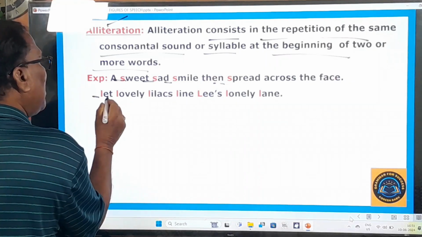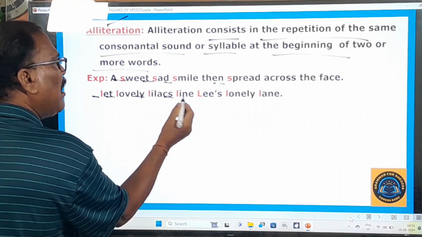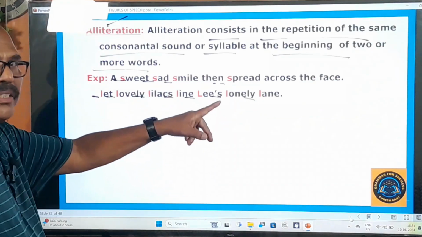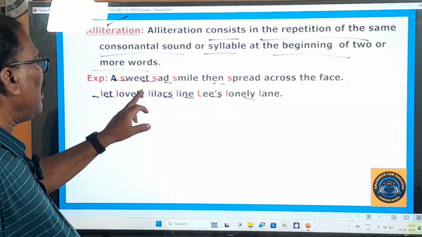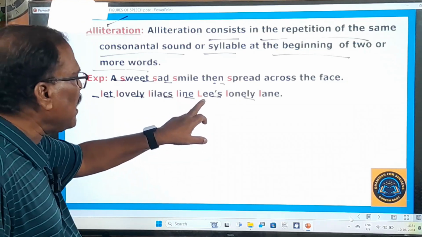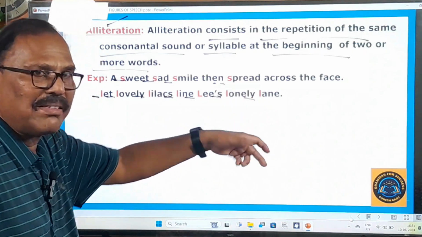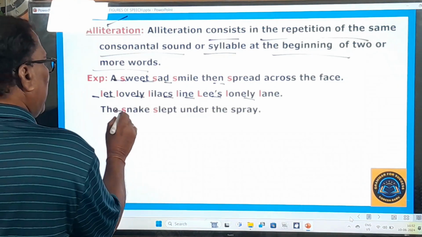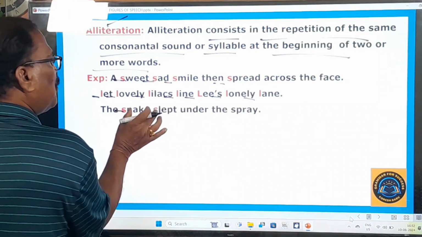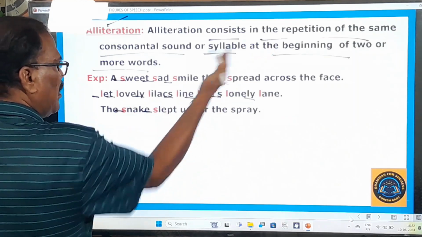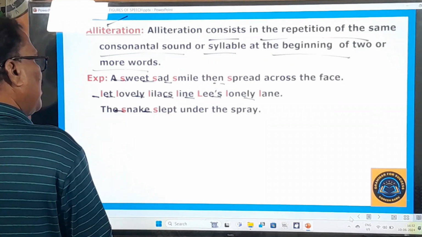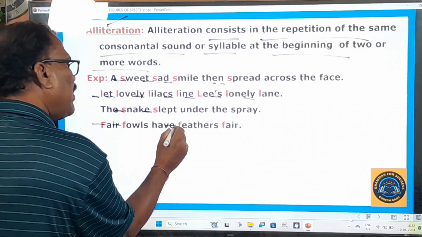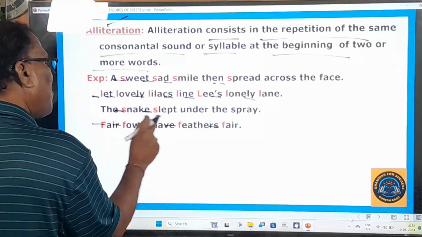Let lovely lilacs line lease lowly lane. See this la la li lu. Let lovely lilacs line lease lonely lane. So all consonantal sounds. One more example. The snake slept under that. Here only two words are there. Two or more. That's what he says. See, sa sa again. And one more. Fair fowls have feathers fair. Fa, fa, fa, fa sound.